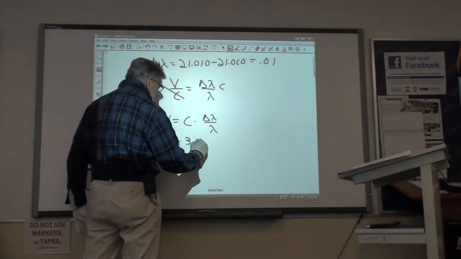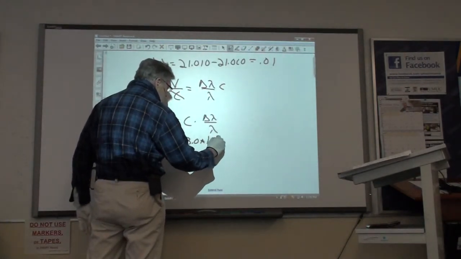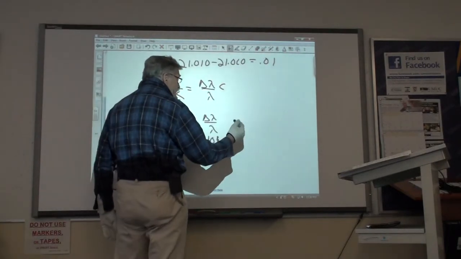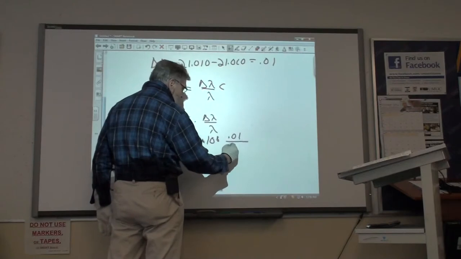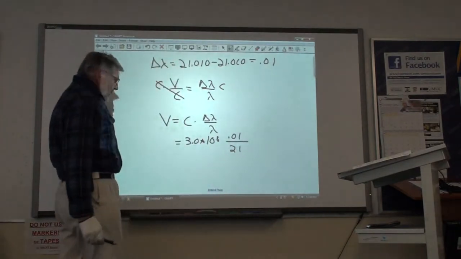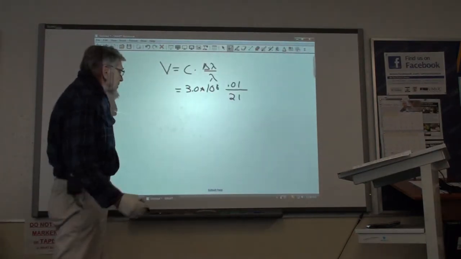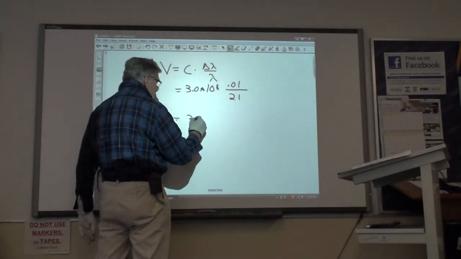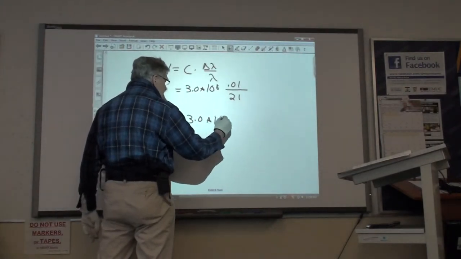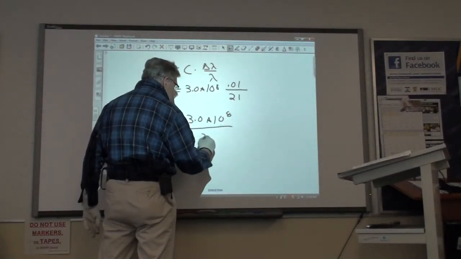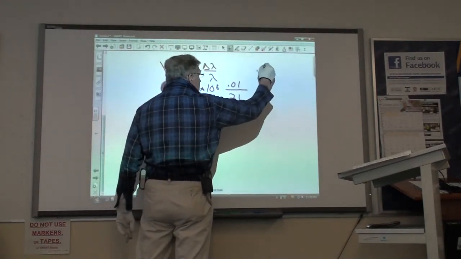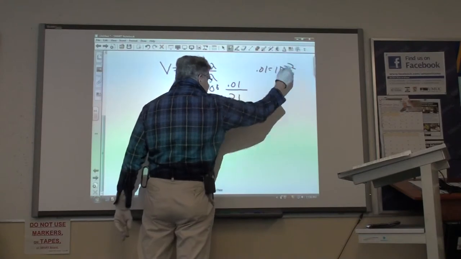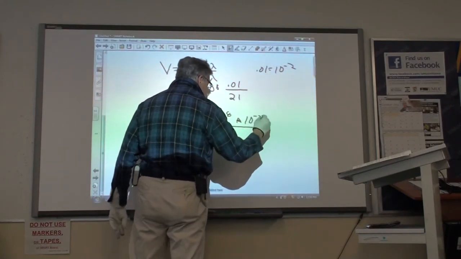So the speed of light is 3.0 times 10 to the 8th meters per second. We've calculated the wavelength shift to be 0.01, and the original wavelength was 21. So we have to perform this calculation now. So it's equal to 3.0 times 10 to the 8th divided by 21. And now 0.01 is equal to 10 to the minus 2. So I just replace that with 10 to the minus 2.